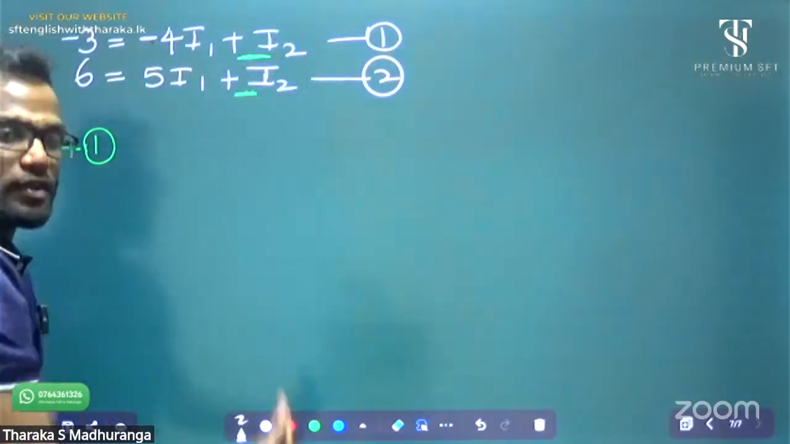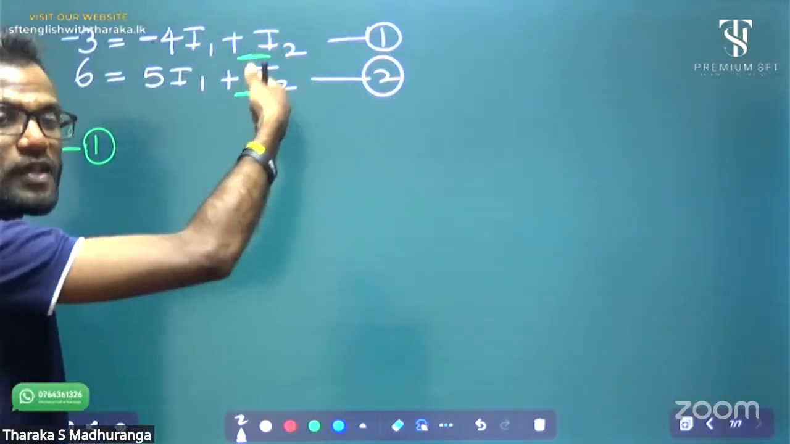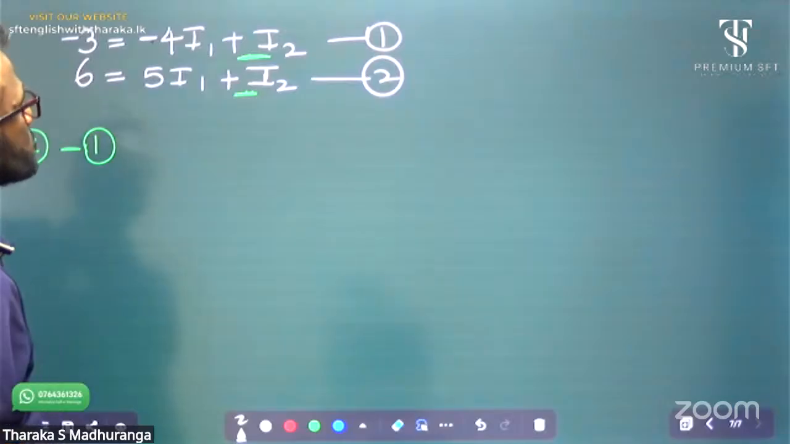If it is different signs, positive and negative, we can add. If it is the same sign, we have to subtract. That's all. That's all for simultaneous equations.